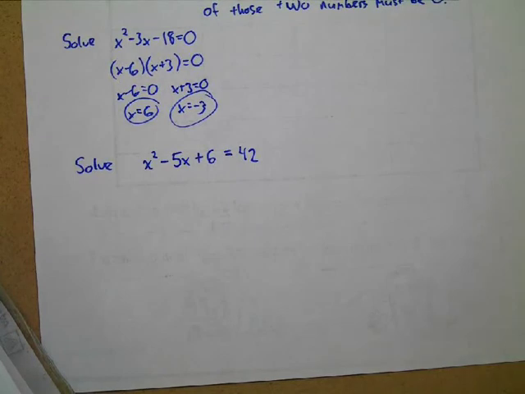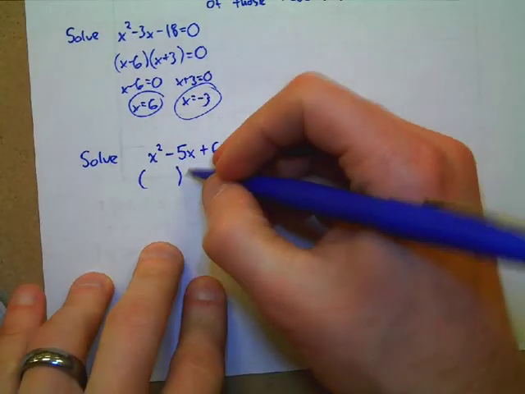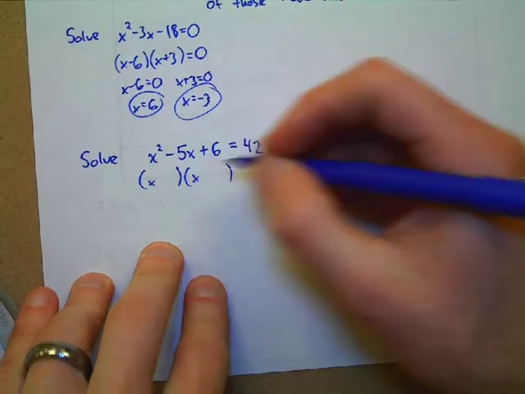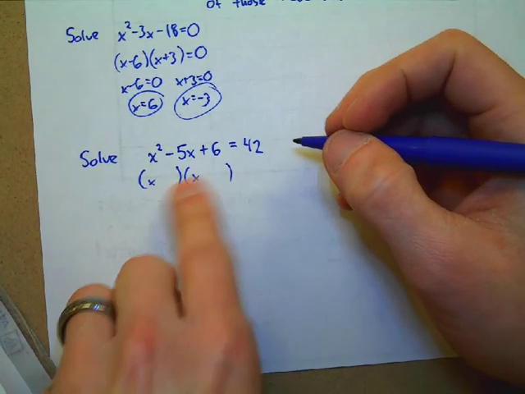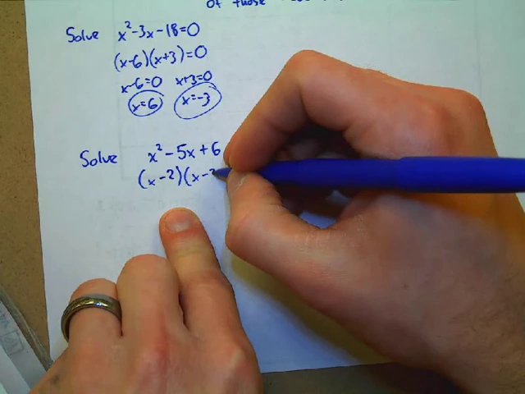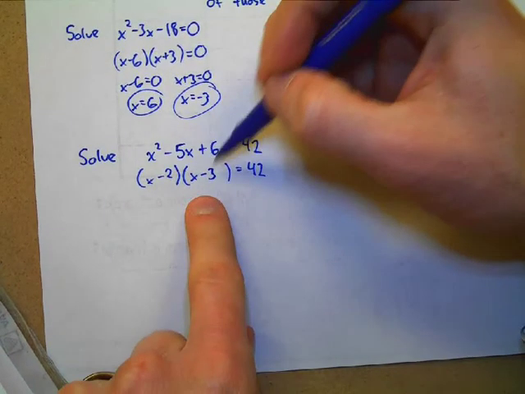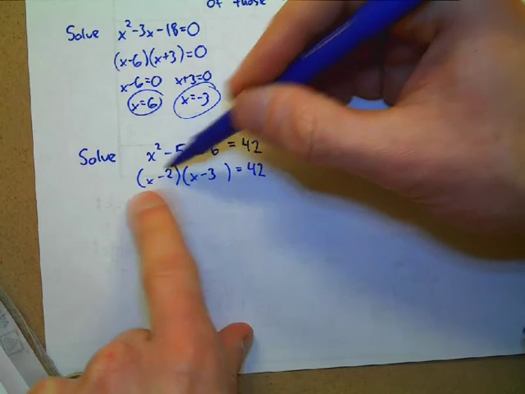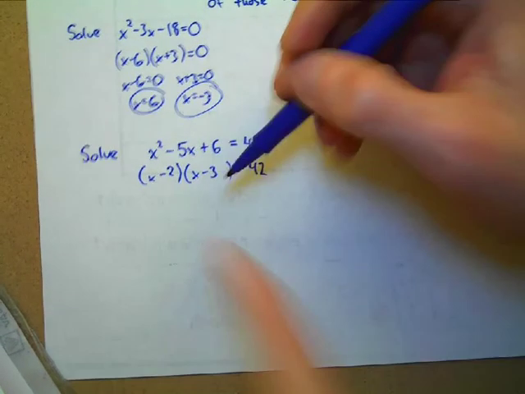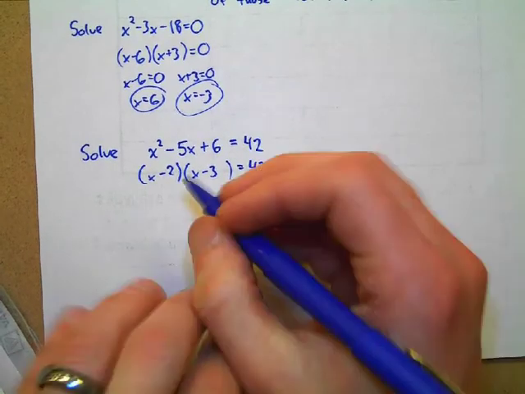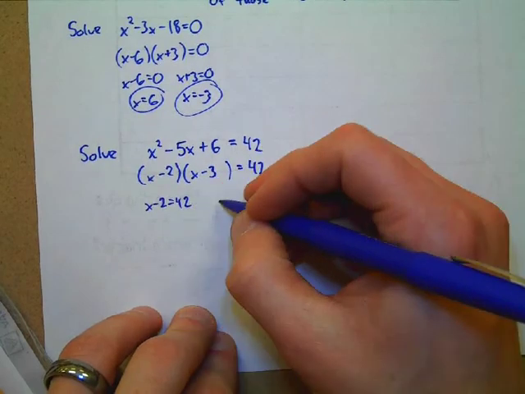Okay, let's see here. We need two numbers that multiply to 6 but add to make negative 5. So let's see here. Two numbers that multiply to 6 would be, oh, I know, negative 2, negative 3. Okay, let's see. Does that work? Negative 2 times negative 3 is positive 6. Negative 2x and minus 3x, that'll make them minus 5. So, yep, that checks out. That factors to this. Okay. And so now let's see, I have two things that multiply and they're equal to 42. So x minus 2 equals 42, x minus 3 equals 42.